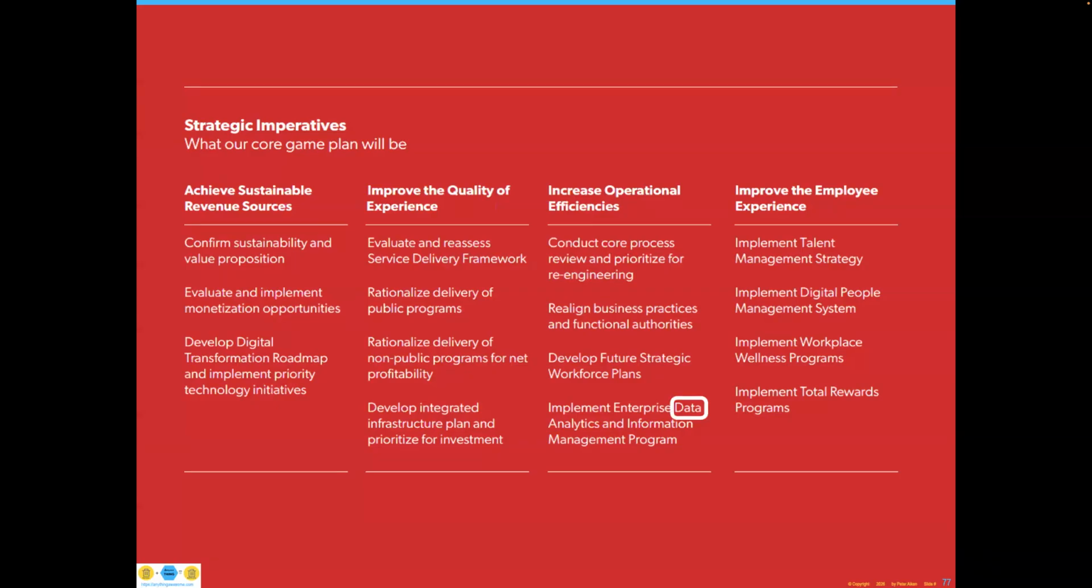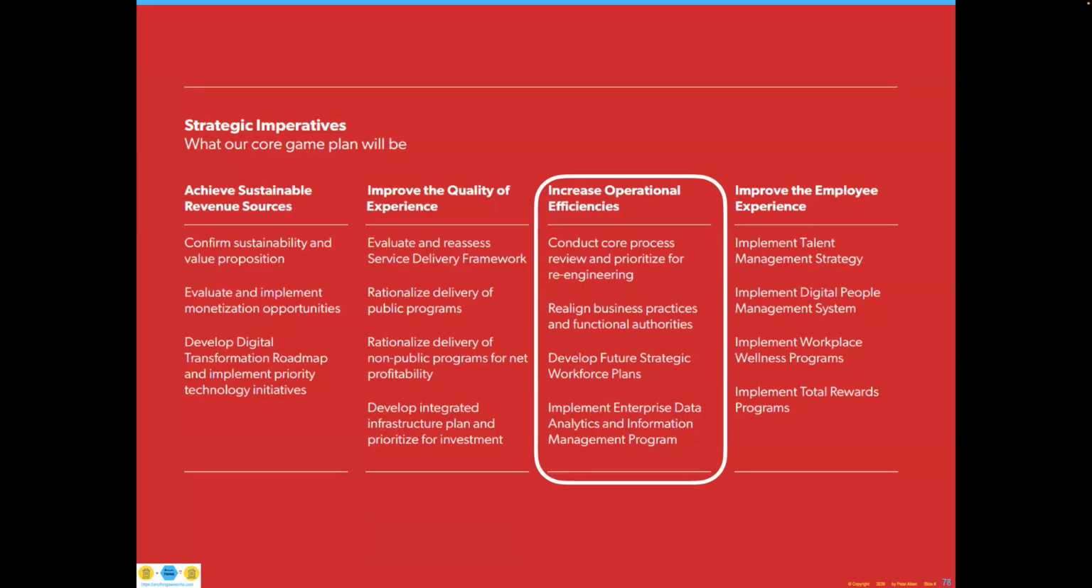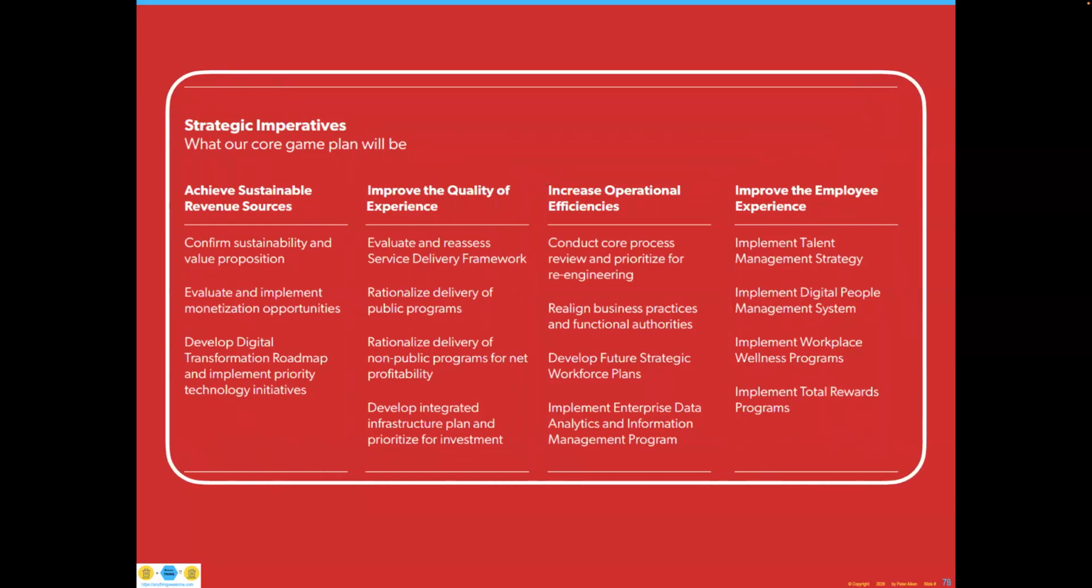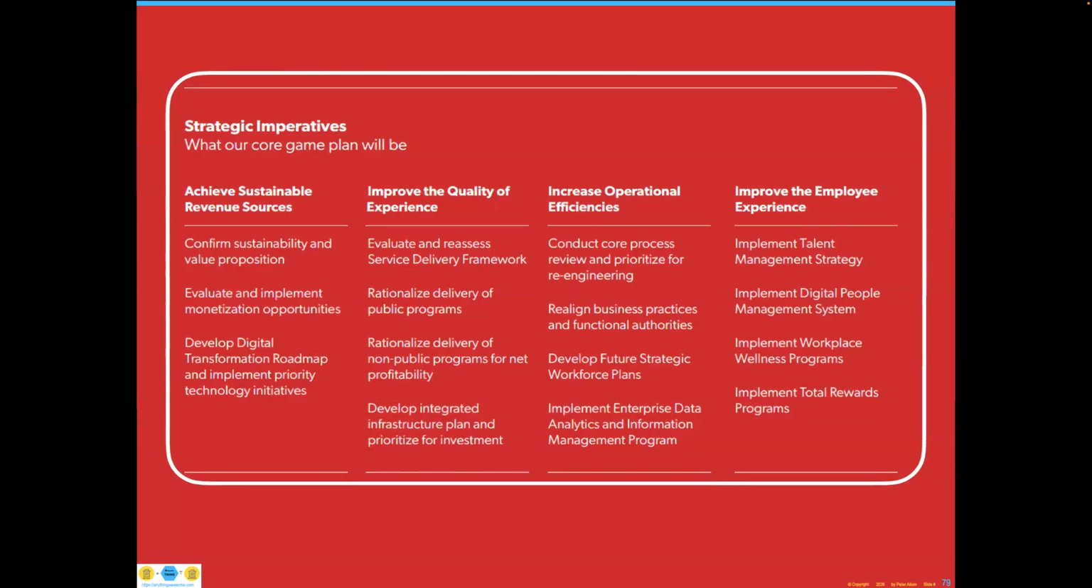You can see I've circled it right there. Implement enterprise data analytics and information management program. Great, glad it's on the strategic list. But I also said, look, do you think you can do any of these things? Increase operational efficiencies, conduct core process reviews, and prioritize. All of these things require data. In fact, the entire thing requires data. It's just a matter of putting on your data goggles and understanding in order to do that.